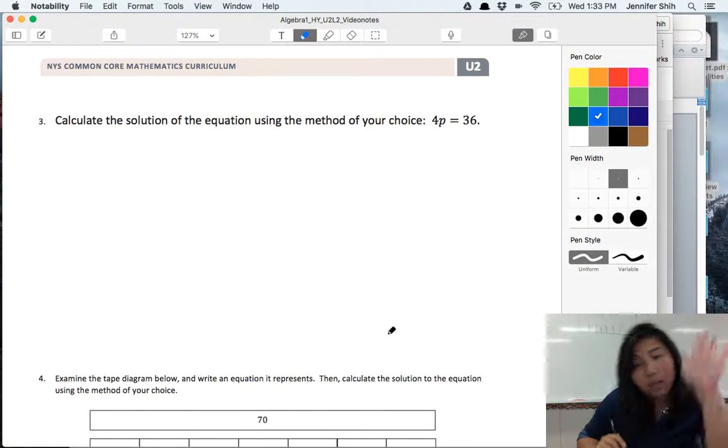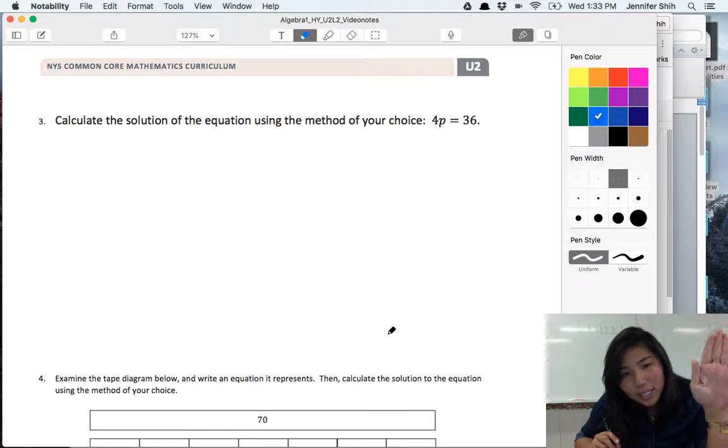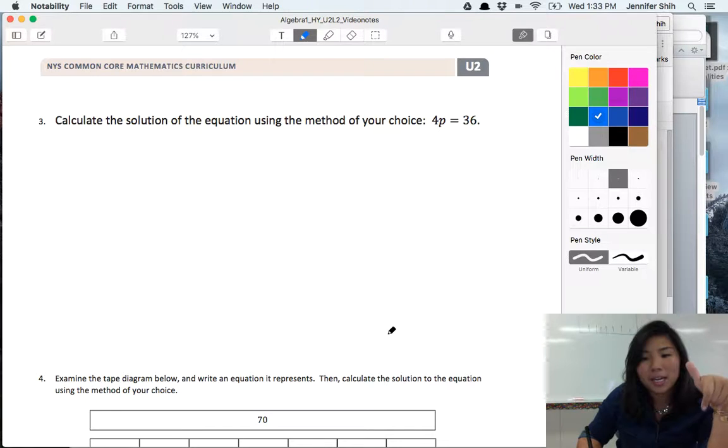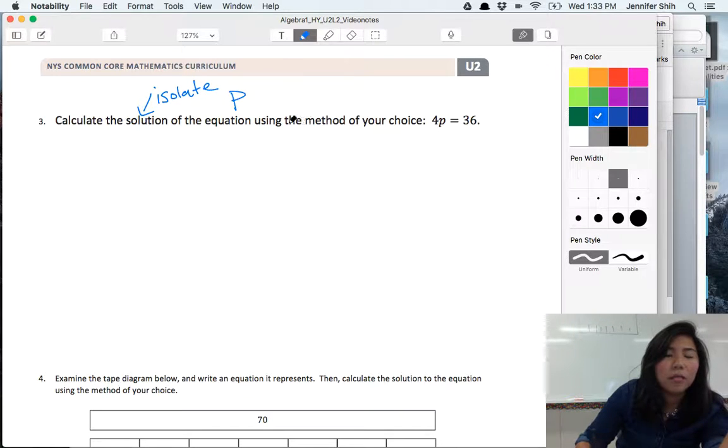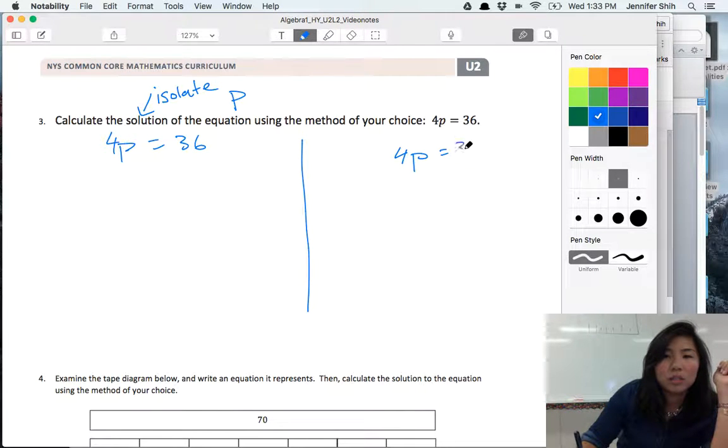Calculate the solution. If you need to pause here and write down this question number 3, pause here and write down this question because I'm going to annotate next. Hopefully you wrote down the question. Calculate the solution. So this means isolate P of the equation using your method of choice. I'll do both. You don't have to do both. I will do both. 4P equals 36.